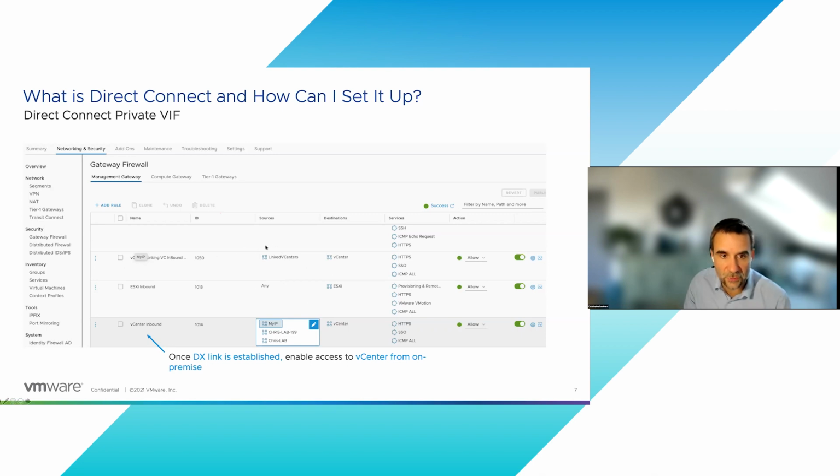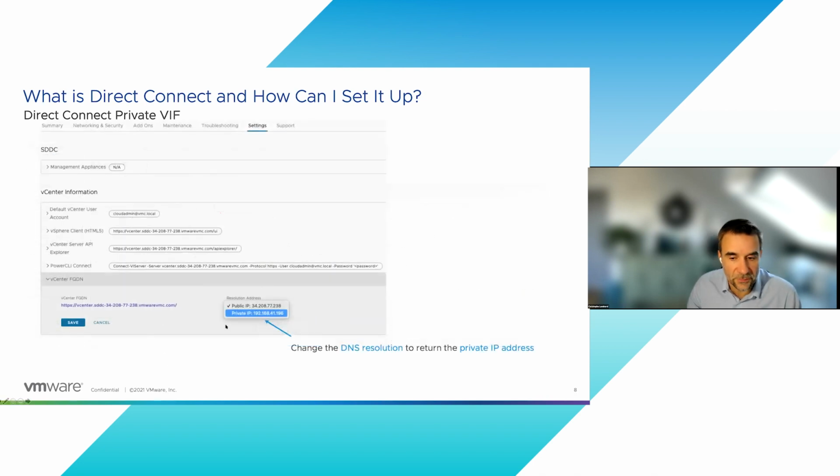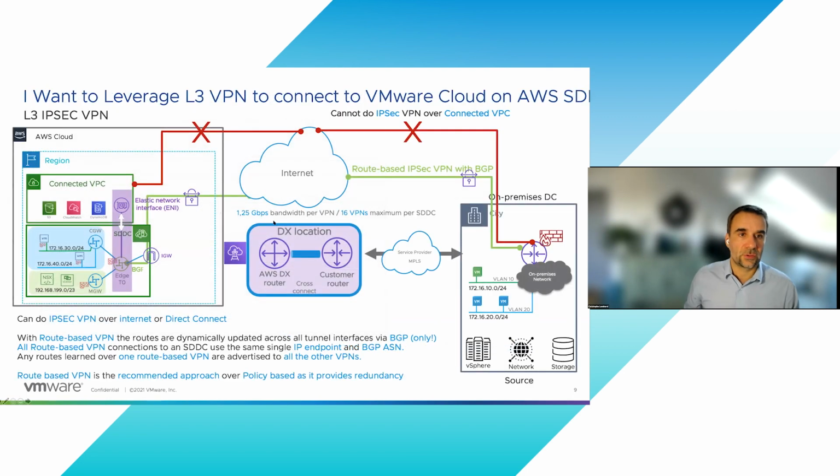So what you need to do is change the DNS resolution in the interface, in the Settings tab of the SDDC, to return the private IP address of the vCenter. And as long as you have done that, you'll be okay to access the vCenter.